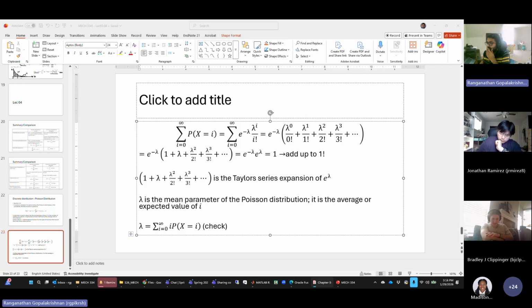All right. So let's do a problem in Poisson random variable to understand this a little bit better.